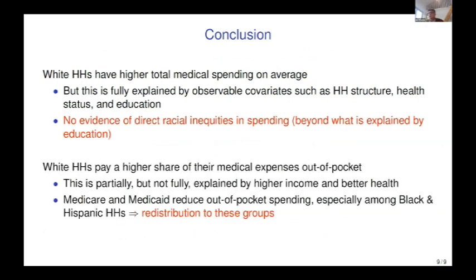Furthermore, we also showed that white households tend to pay a higher share of their medical expenses out of pocket. This is partially, but not fully explained by their higher income, which often makes them less eligible for Medicaid, and also their better health. So in this sense, the Medicaid and also to some extent the Medicare programs provide redistribution across racial groups. Thank you.